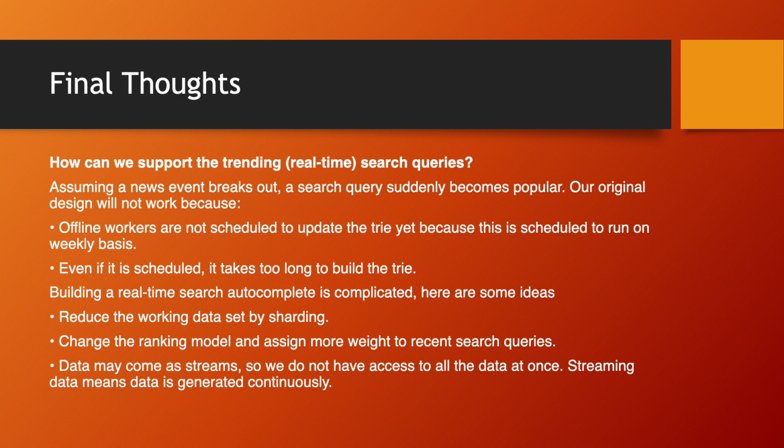Building a real-time search autocomplete is complicated, but here are some ideas. You could reduce the working data set by sharding. You can change the ranking model and assign more weight to recent search queries. Data may be coming as streams. We do not have access to all the data at once in that case, and streaming data means the data is generated continuously. So we need to update the trie at some near real-time frequency.